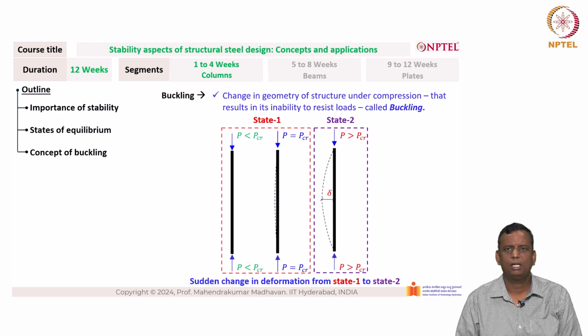The one on the left hand side is state 1, on the right hand side is state 2. In state 1, the load applied is less than the critical load for axial compression. So, there is not much change in geometry, but when it crosses the P critical, then there is a sudden change in deformation. Basically, you apply the load in the axial direction. The deformation is perpendicular to the application of the loads, and this is defined as buckling.